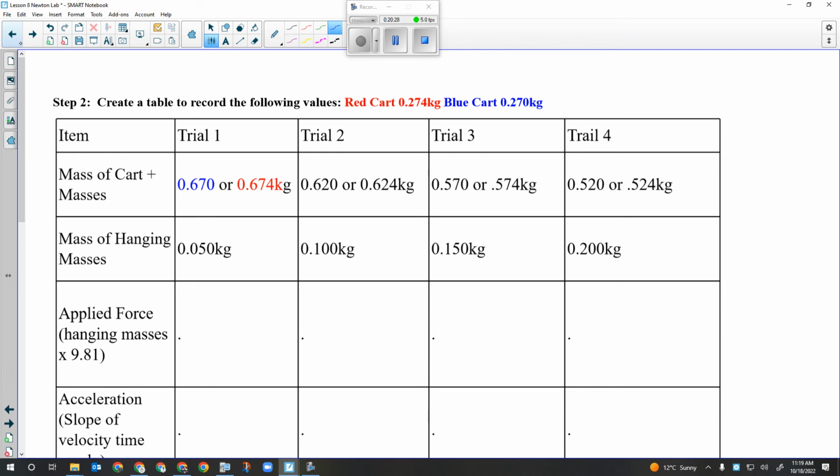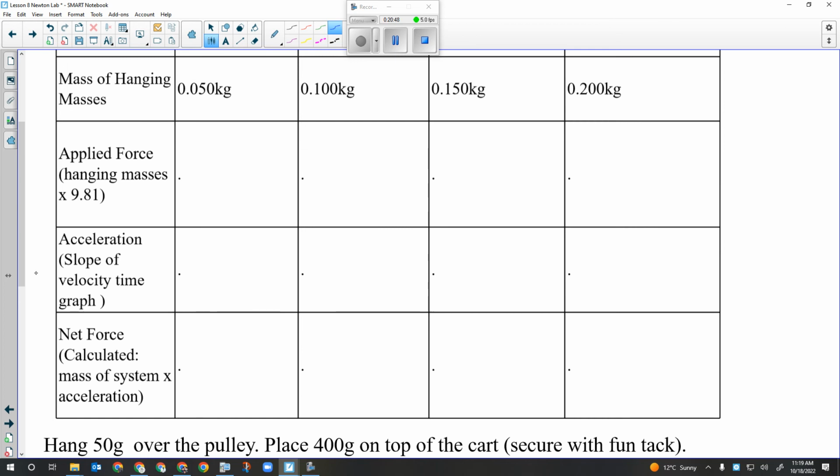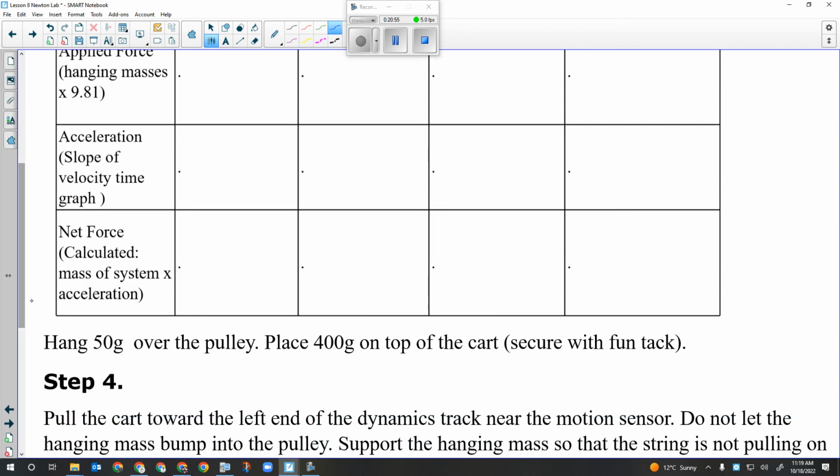That's your applied force. So you just calculate that for each trial by taking the hanging mass and multiplying it by 9.81. It does need to be in kilograms, which is why I have it in kilograms in my chart. It needs to be in kilograms in your chart as well, because a Newton is a kilogram meter per second squared. The acceleration is the value you're just bringing over from your graph. It's the slope of each line. Bring it over for each one. And then calculate your net force. That's the mass of the system times the acceleration.